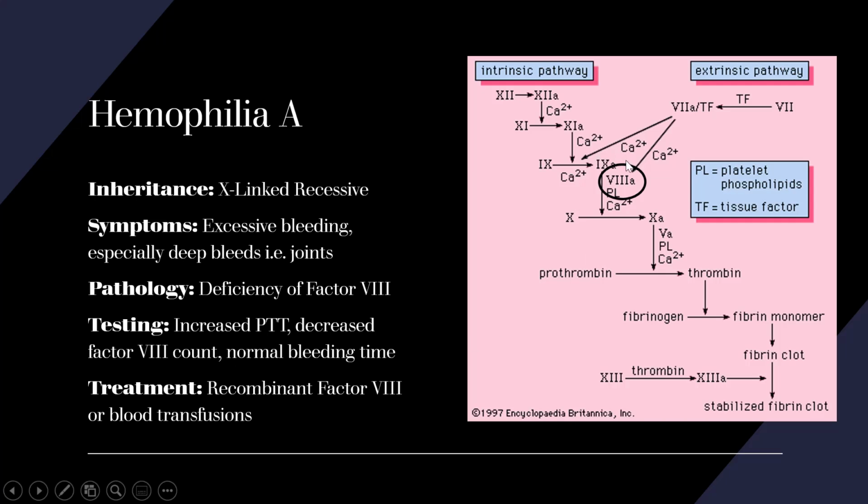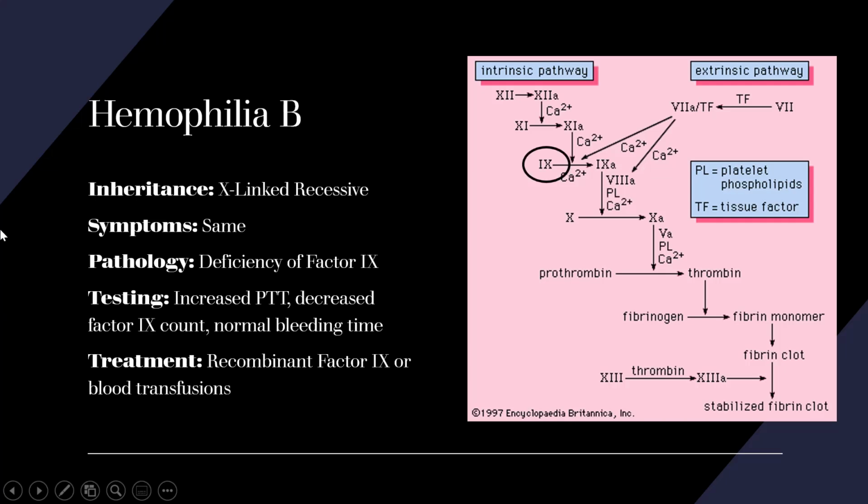You also can just do a pure factor VIII count in the lab. That's not going to be on the test probably because that's too easy of an answer, although in practice, that's pretty much what's done. Treatment, you can give recombinant factor VIII or just transfuse whole blood. Oftentimes it's recombinant factor VIII.